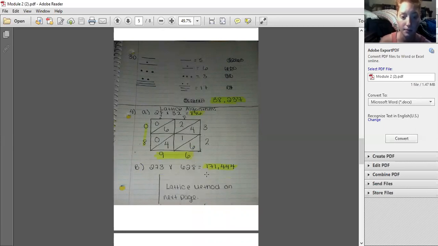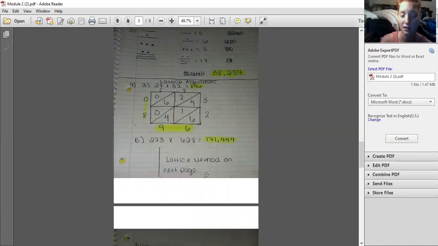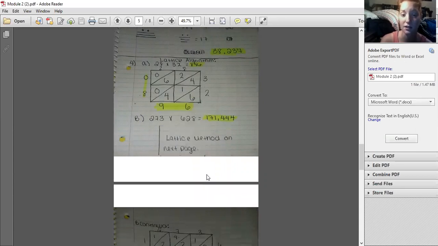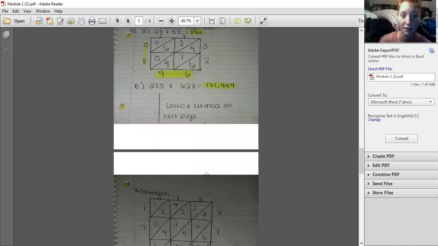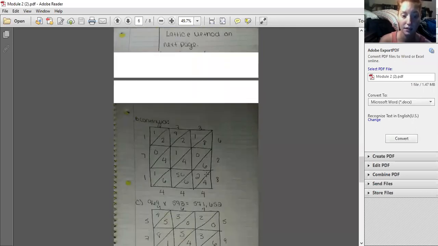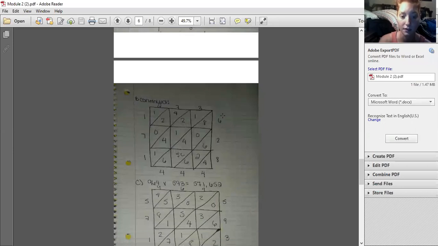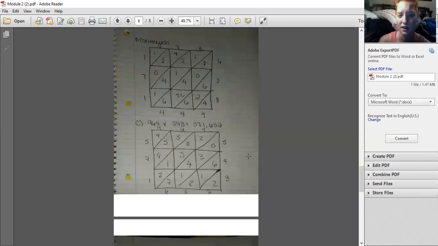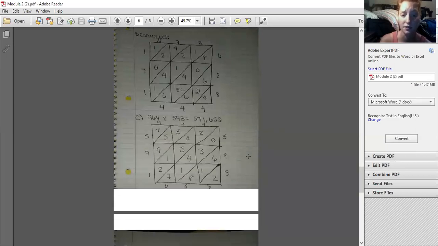Moving on to part B of this one, we're going to be doing the same thing. We're going to be using a lattice algorithm to do another equation. So 273 times 628, which comes out to be 171,444. The lattice algorithm is listed right here. And C, we're going to be doing 964 times 593. That actually equals 571,652. Here's the lattice algorithm for that one.